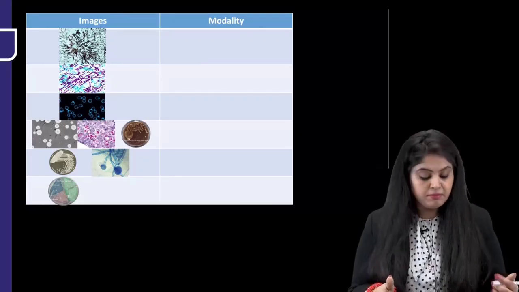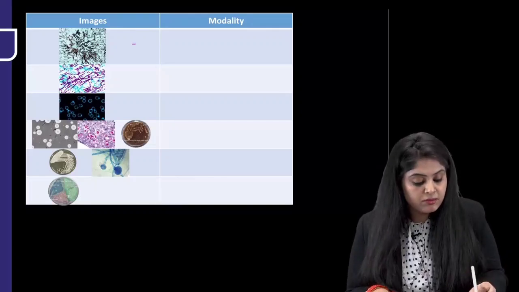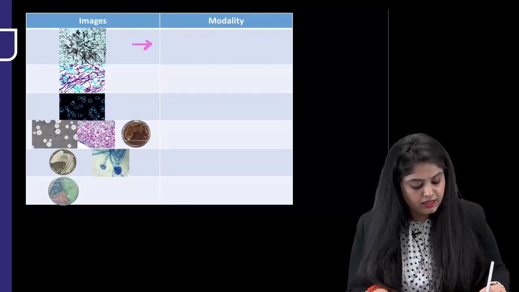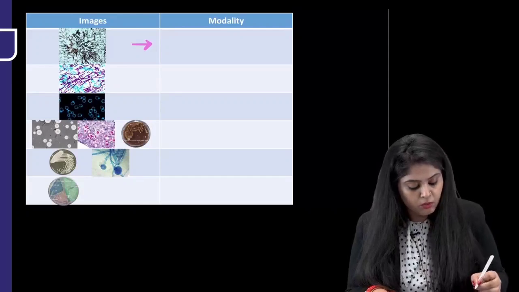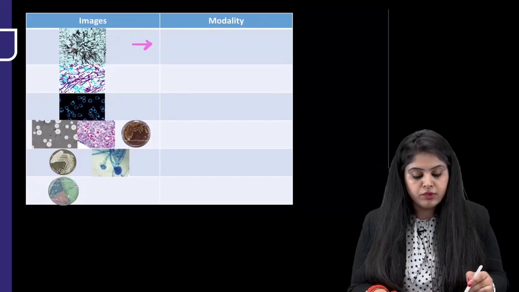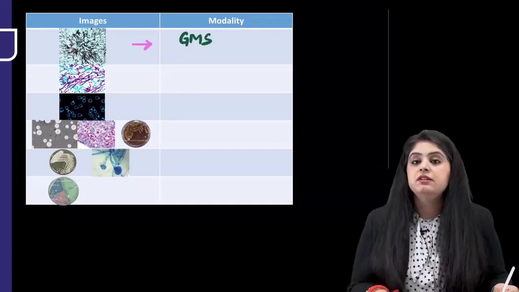This is what is going to help me. So if I show you all the pictures of what we have studied up till now, what is that modality which is going to give you that black color? I think everyone knows black color is going to be with Gomori methenamine silver stain. So like I said, the black color is always going to be something with silver. So Gomori methenamine silver stain.